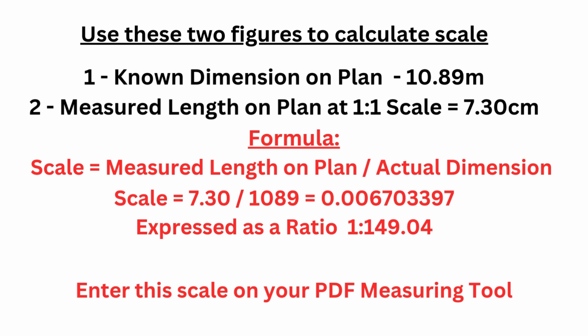In this case, scale equals 2.132 centimeters divided by 3.180 meters. Converted to centimeters, this is 2.132 centimeters divided by 318 centimeters. Therefore, the scale is 0.006711, which expressed as a ratio is 1:149.